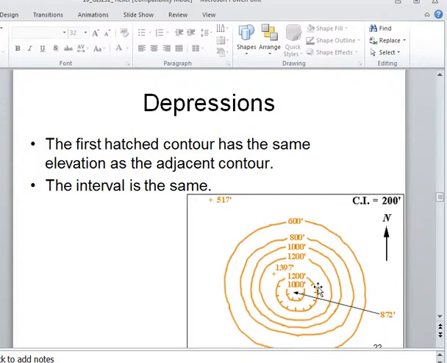This elevation is the same as my last non-depression contour. So this is the edge where it starts to go down. It hasn't gone down yet. So that's a tricky one. People want to take that down 200 feet, so a lot of people would label this one as 1,000 and this one as 800, when in reality, your first depression contour means you haven't changed, you're just getting ready to. Here's the edge. And you go down from there.